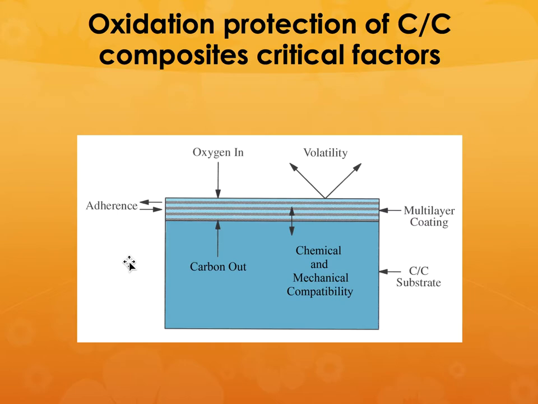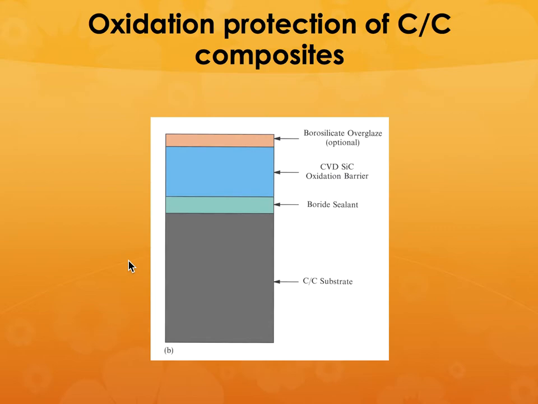So this is a research topic by itself, and there is a lot of work being conducted, and I don't think that they have really come to a satisfactory answer at this stage. So in this case, what they do is they have boride or boria, then they put what is called an oxidation barrier, then they put a borosilicate overglaze, and that prevents it. Now this itself is much thinner than the substrate itself, and it will give you good properties.